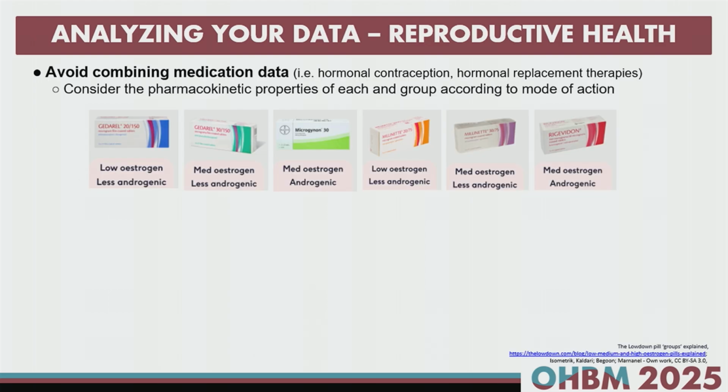When you're looking at hormonal medications, where possible, don't lump them all into one group. These medications don't all have the same pharmacokinetic properties, and the same is true for hormonal replacement therapy for menopause. So where possible, analyze the effects of these medications separately.